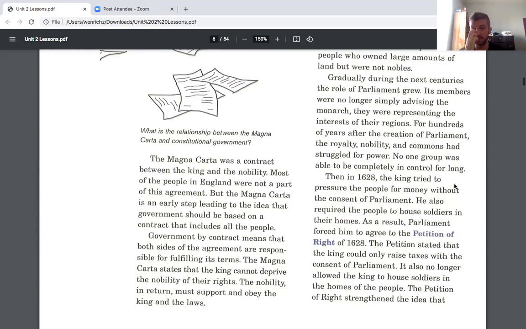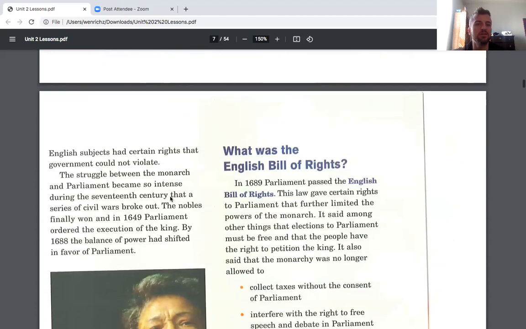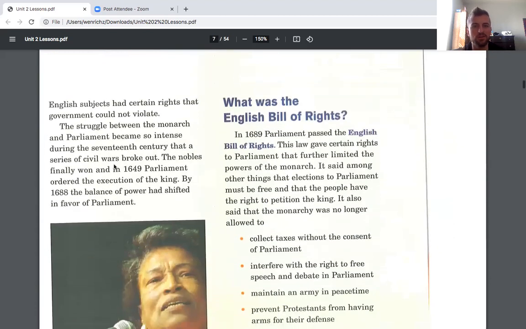Then in 1628, the king tried to pressure the people for money without the consent of parliament. He also required the people to house soldiers in their homes. As a result, parliament forced him to agree to the Petition of Right of 1628. The petition stated that the king could only raise taxes with the consent of parliament. Whoa, we're talking about taxes. It also no longer allowed the king to house soldiers in the homes of the people. The Petition of Right strengthened the idea that English subjects had certain rights that government could not violate.